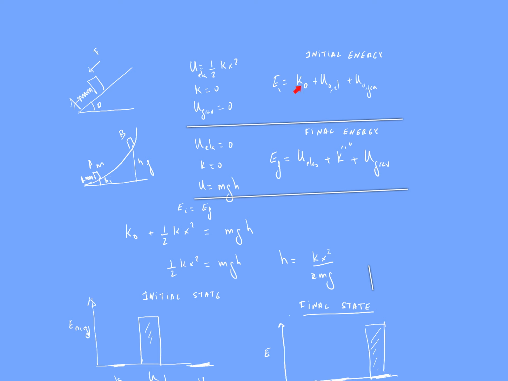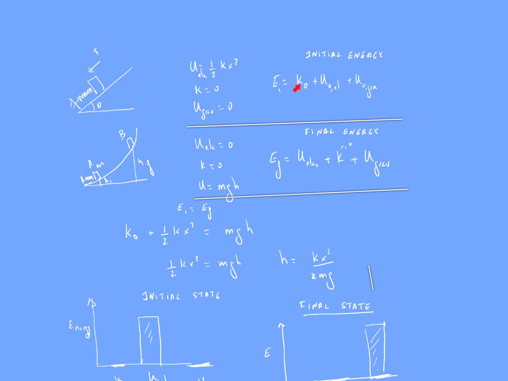Mechanical energy initial is kinetic energy initial, plus elastic potential energy initial, plus gravitational potential energy initial. You know the expression for each term. The expression for the kinetic energy initial is 1/2 m V initial squared. The expression for the elastic potential energy is 1/2 k x squared, the compression squared. And the expression for the gravitational energy is mgh. So at the point A, the energy is shared between kinetic and the two potential energies.